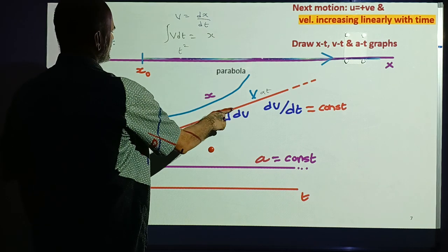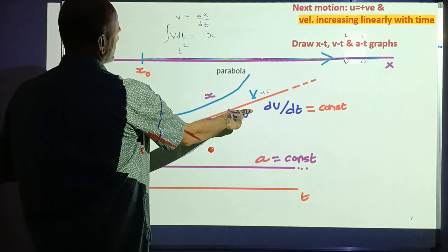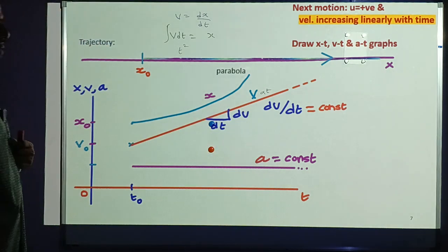Derivative of the xt curve is the vt curve. Derivative of the vt curve is the at curve. So t square, if I differentiate, I'll get t. t, if I differentiate, I'll get a constant. When you differentiate, the power of the variable goes down. Here, differentiation is with respect to the time variable. So this is the next simplest motion.